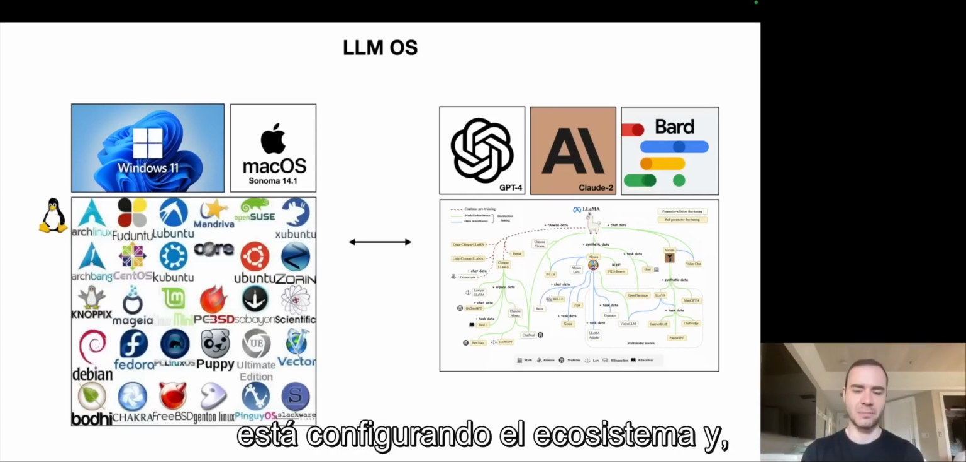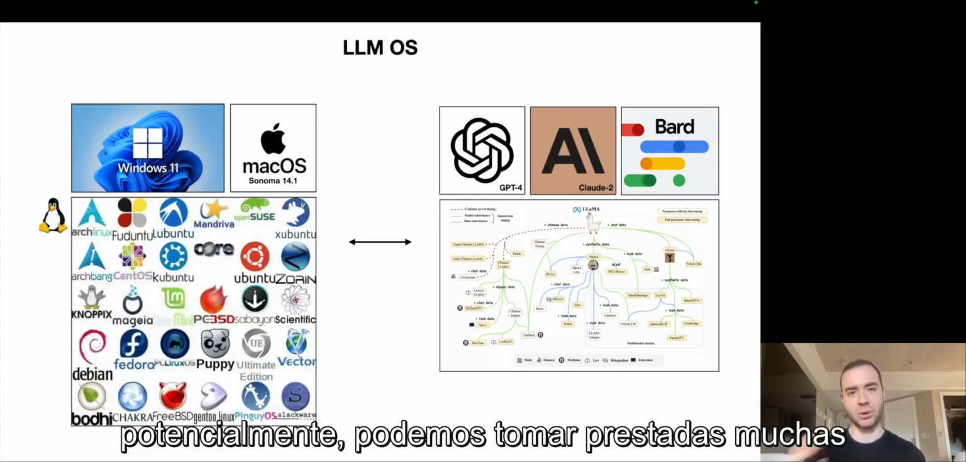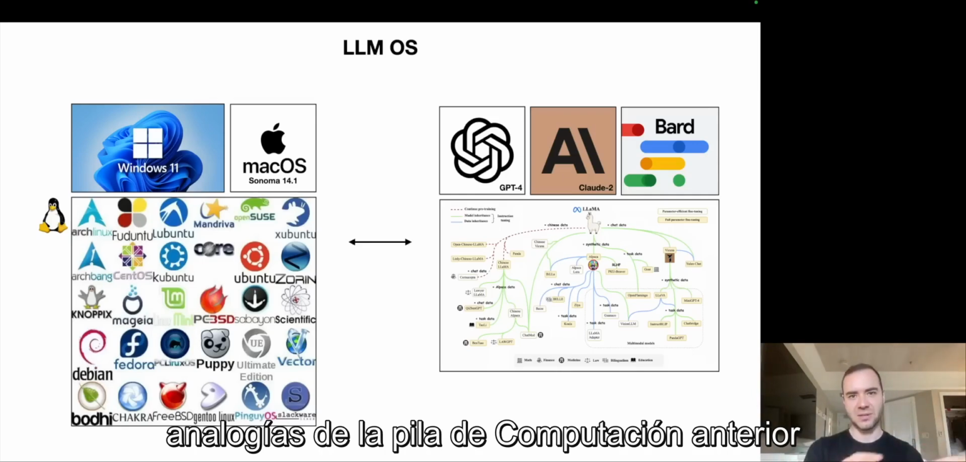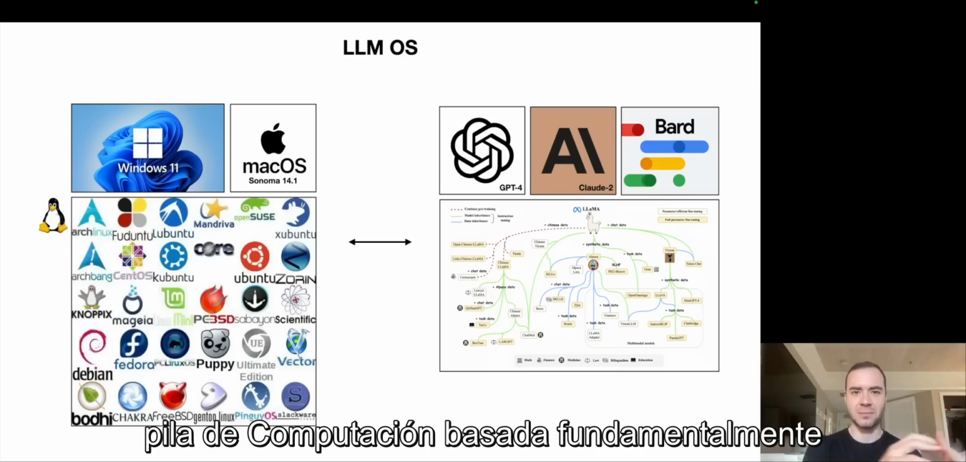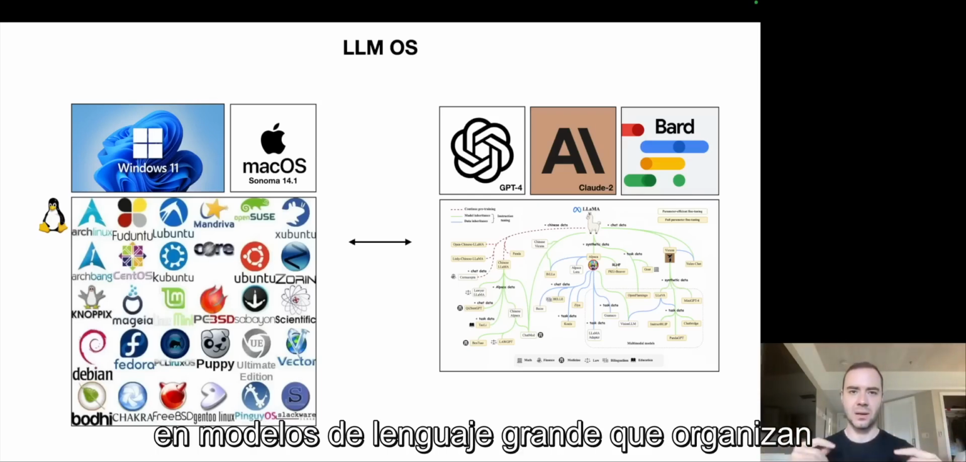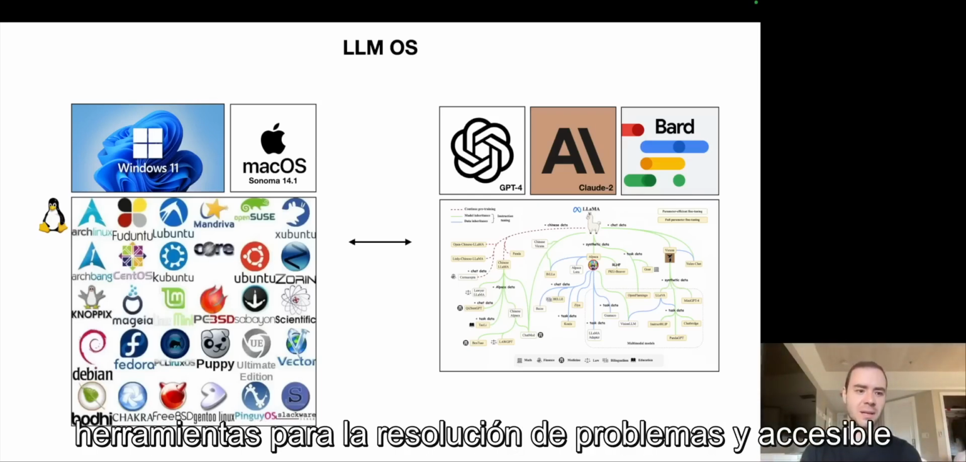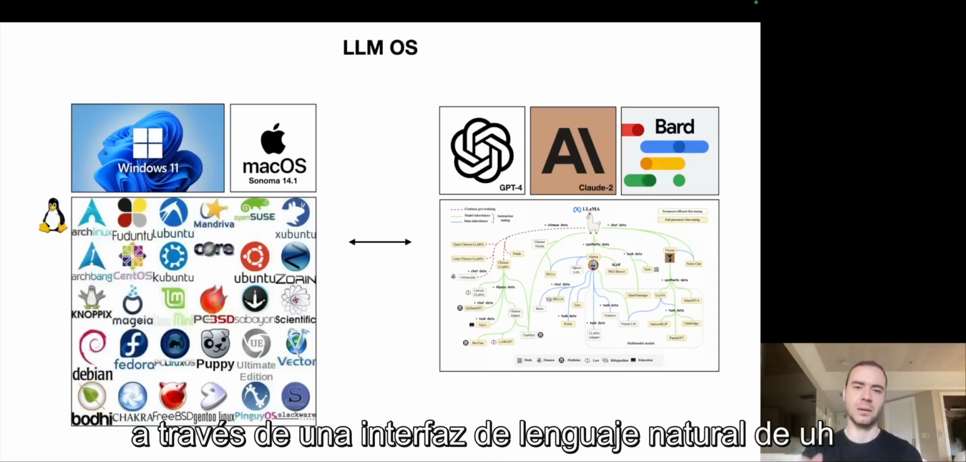And so I think the analogy also holds for this reason in terms of how the ecosystem is shaping up. And we can potentially borrow a lot of analogies from the previous computing stack to try to think about this new computing stack, fundamentally based around large language models, orchestrating tools for problem solving and accessible via a natural language interface of language.